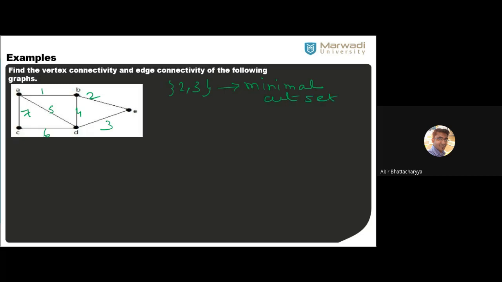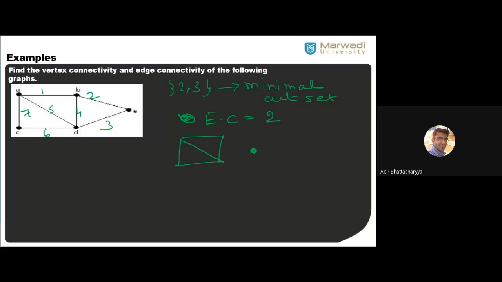So what is the edge connectivity? EC is the number of elements of the minimal cut set, that is 2. Edge connectivity is 2. And what is the disconnected graph? The disconnected graph would be like this, right? Is that okay?